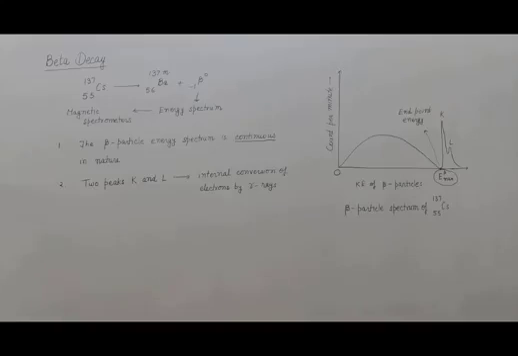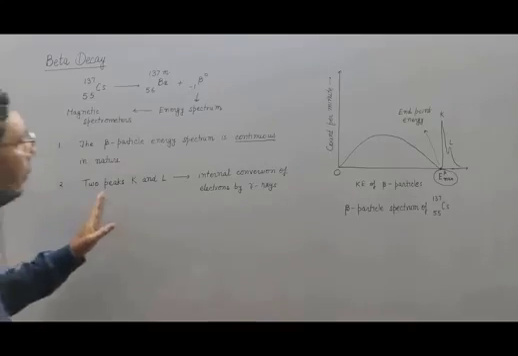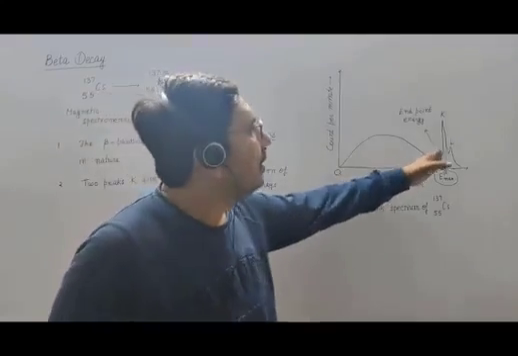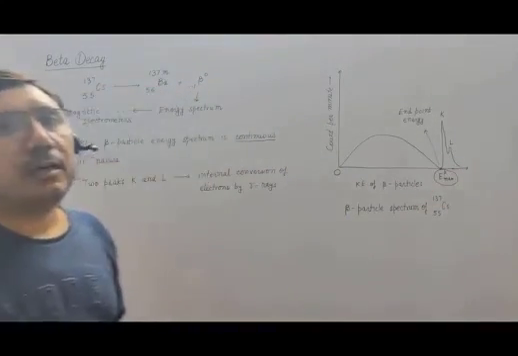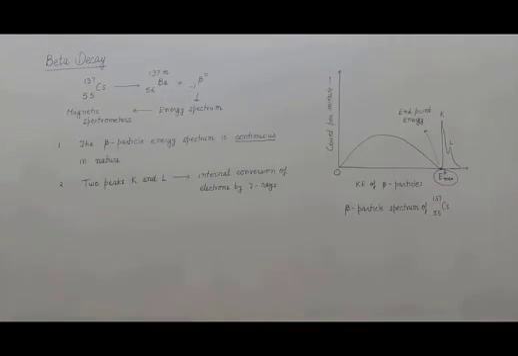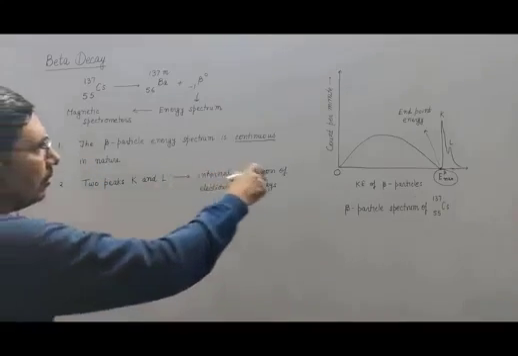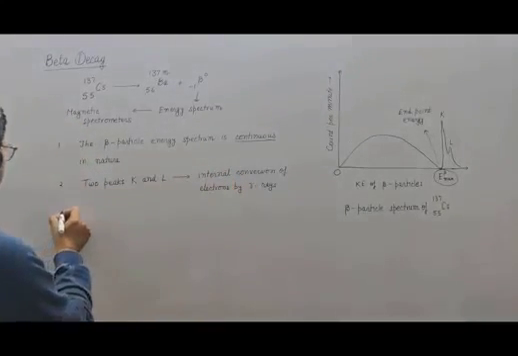And another important thing is the presence of two peaks corresponding to this K and L. Here we are observing these peaks are obtained due to the internal conversion of electrons by these gamma rays or by the gamma photons. So these two important aspects we can observe from this.